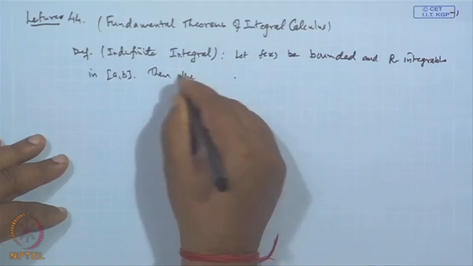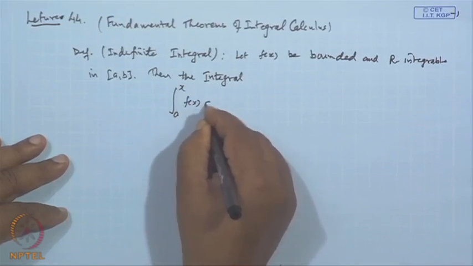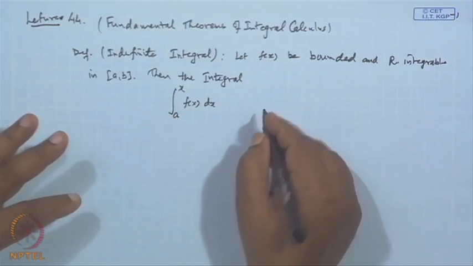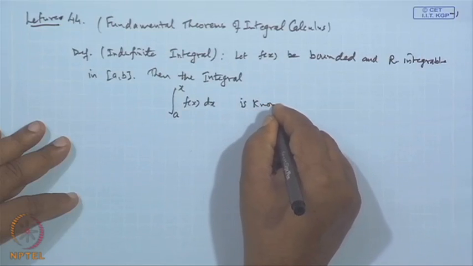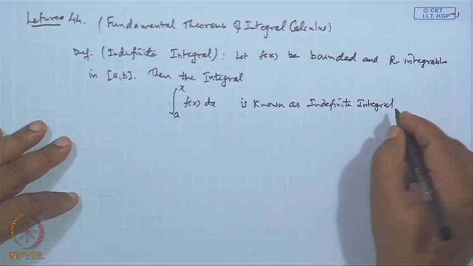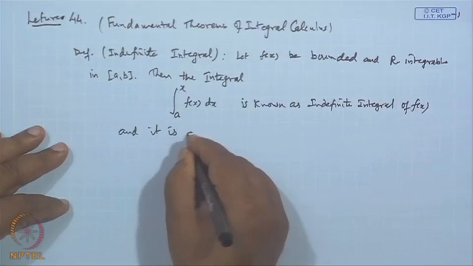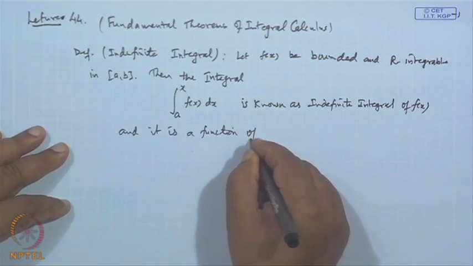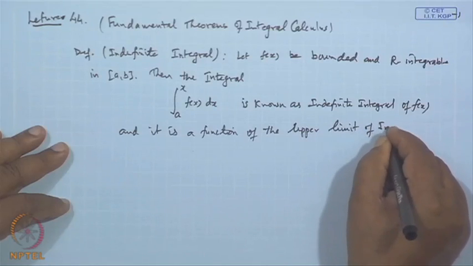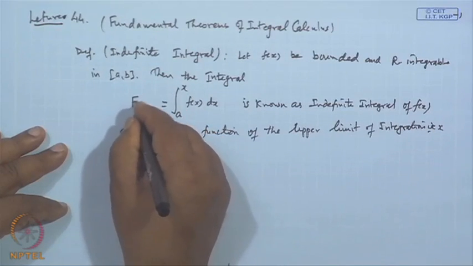Then the integral from a to x of f(x) dx, where x is a point in between a and b, is known as the indefinite integral of the function f(x), and it is a function of the upper limit of integration. That is, here the upper limit is x. So, we denote this thing as capital F(x).